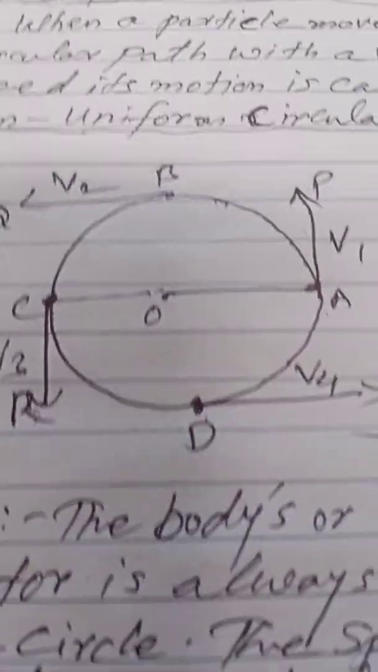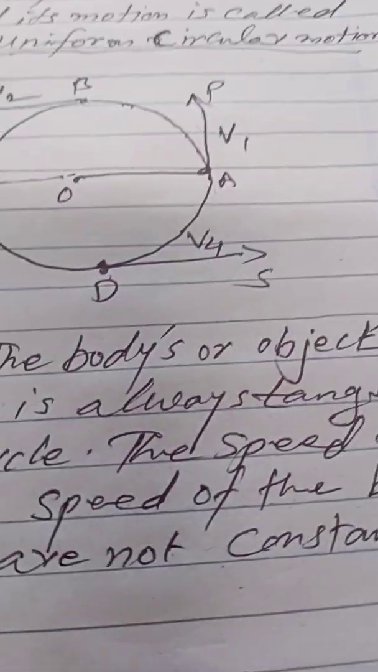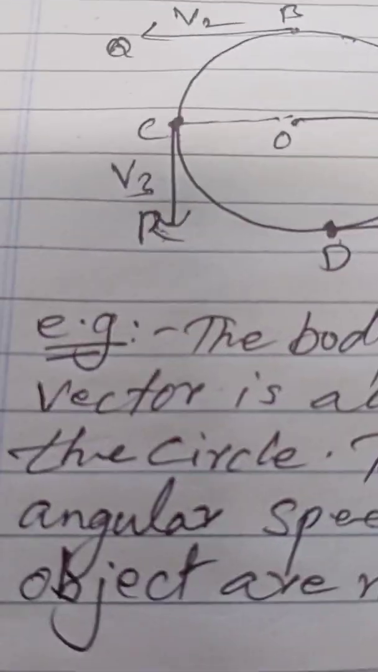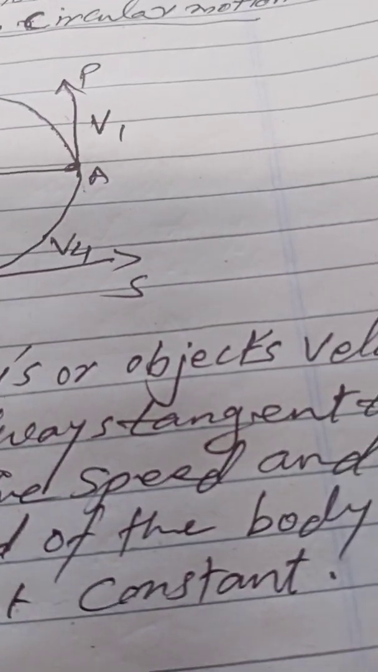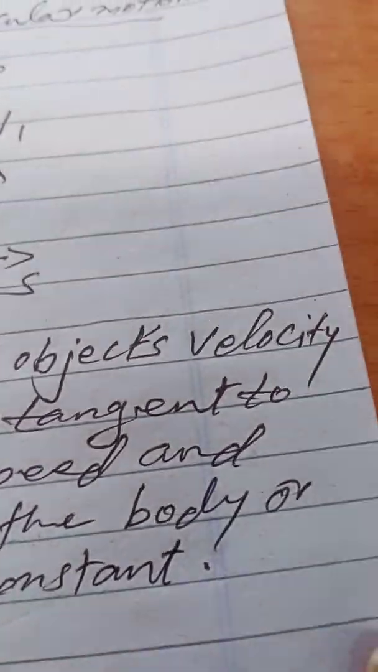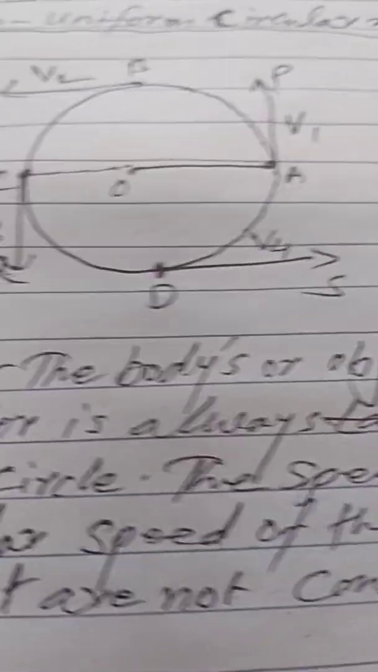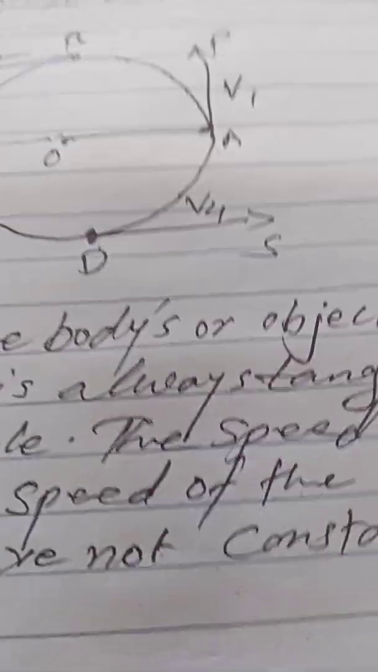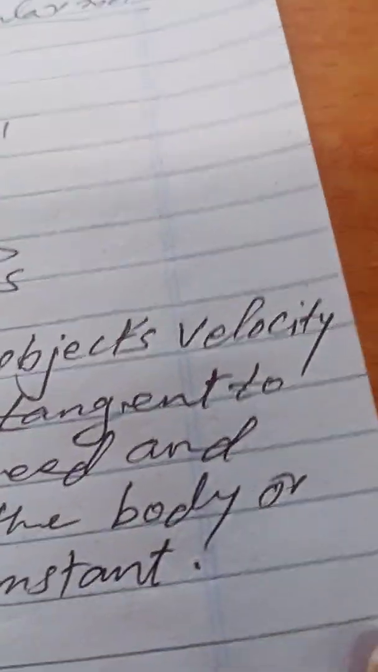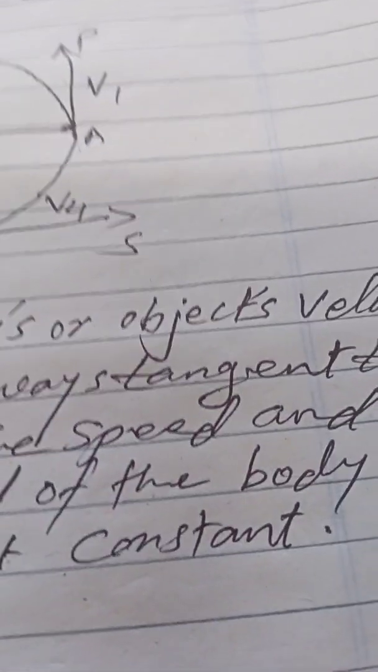V1, V2, V3 for the body or object. The velocity vector is always tangent to the circle. The speed and angular speed of the body or object are not constant.